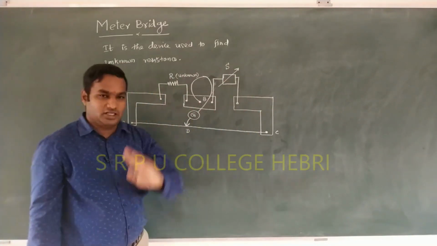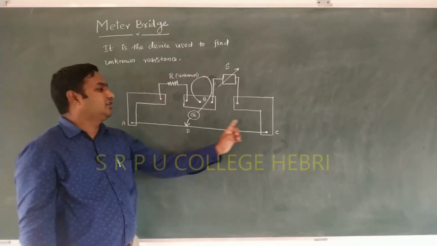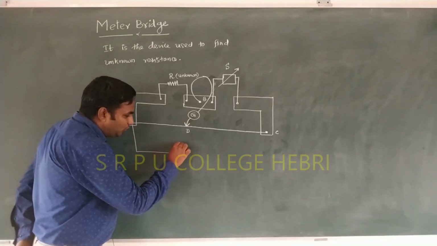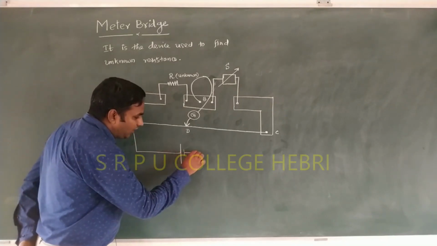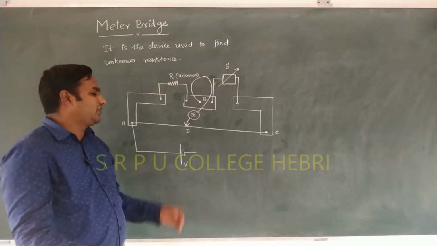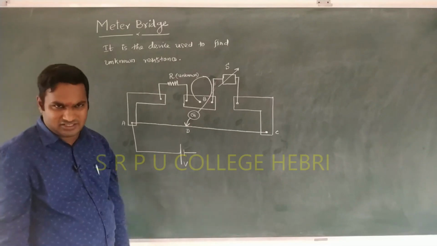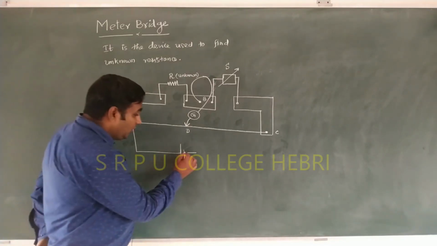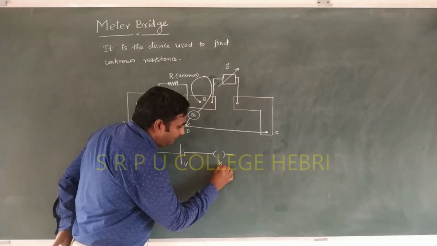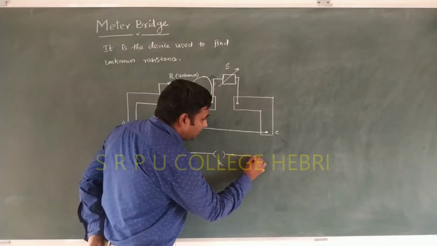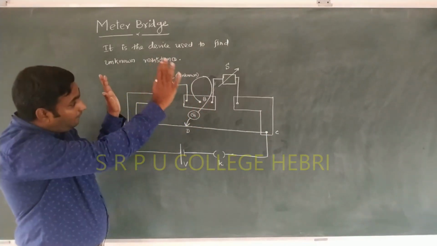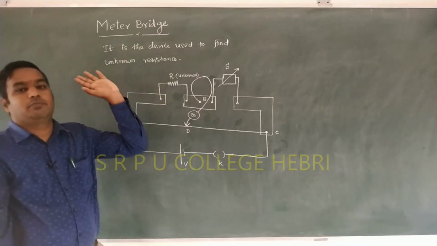Again 2 more terminals are there. It is nothing but A and C. Corner A is connected to a cell or a battery of suitable EMF or voltage. I denote it as V, or you can take it as E also. If it is a cell, it has a suitable internal resistance. Or you may connect a battery also with the help of a key, where K represents the key, and this terminal is connected to the end or corner C. And this complete circuit we call a meter bridge.